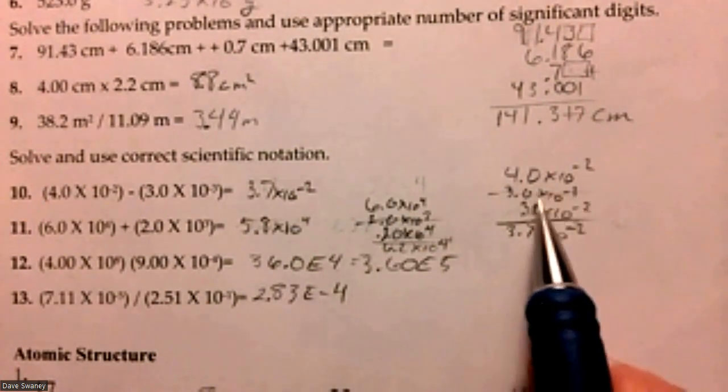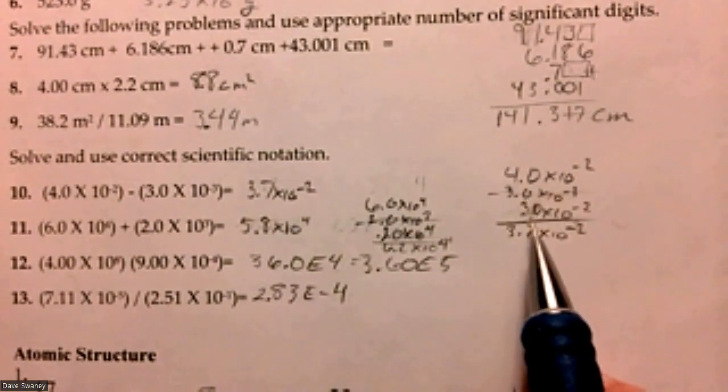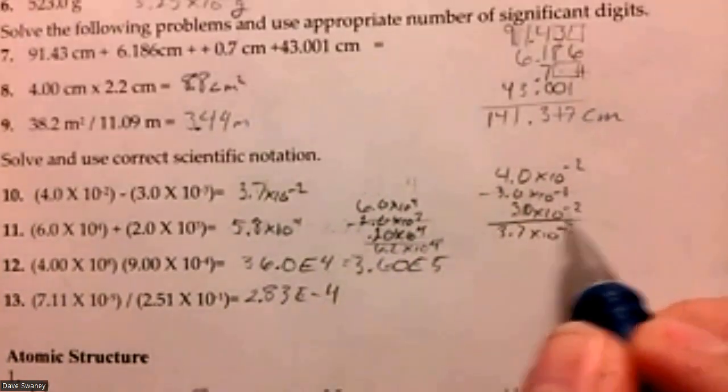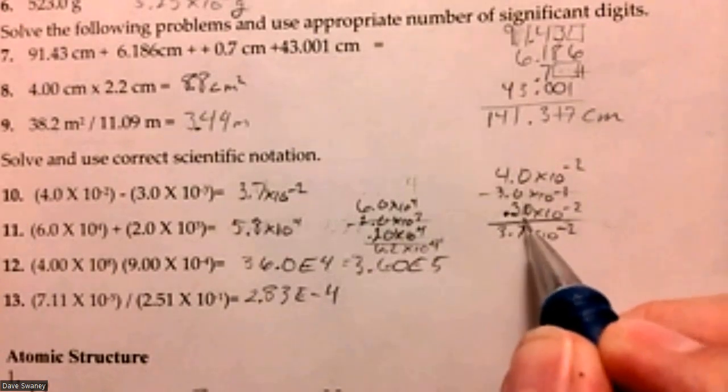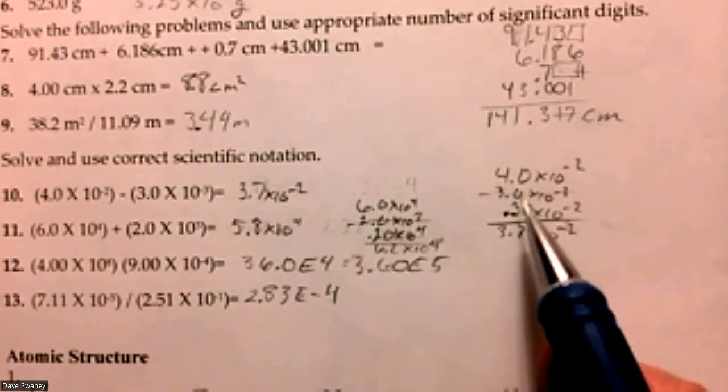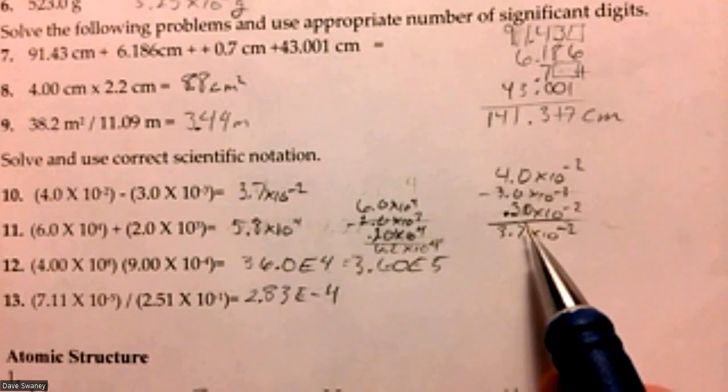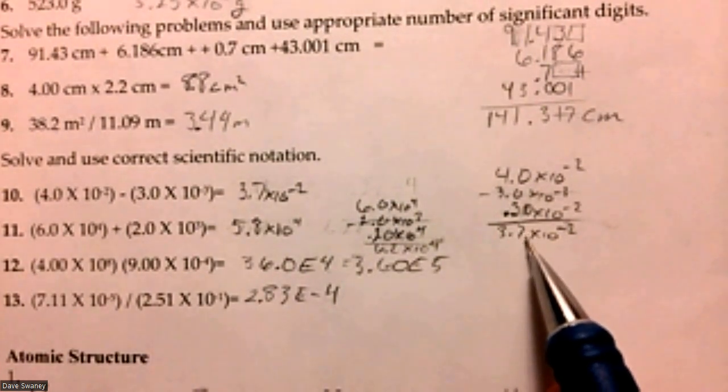This is getting bigger, so this part must get smaller to make up for it. So this is getting one decimal bigger, this must get one decimal smaller. So I get 0.30 when I do that. Now I have 4 minus 0.3, and I get 3.7.